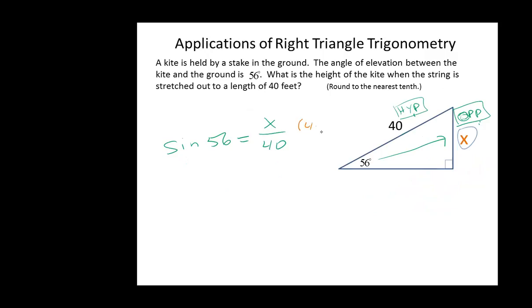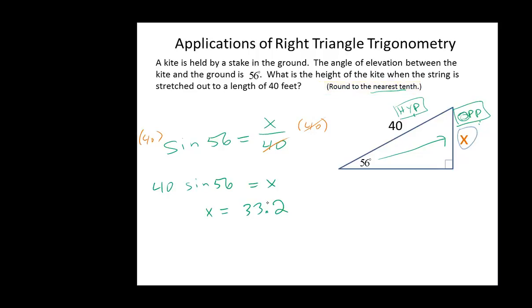To isolate the x and clear the fractions, I'm multiplying both sides by 40. This gives me 40 times the sine of 56 is equal to x. And you just need to work that out on the calculator. We are going to round to the nearest tenth. You should come down to x equals 33.2.